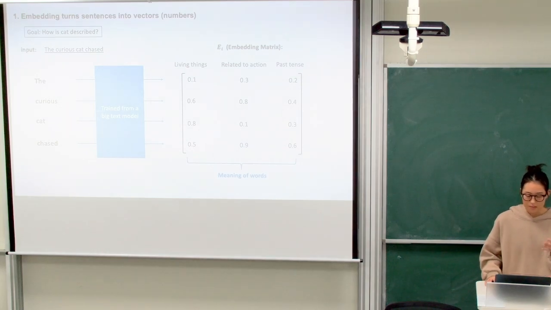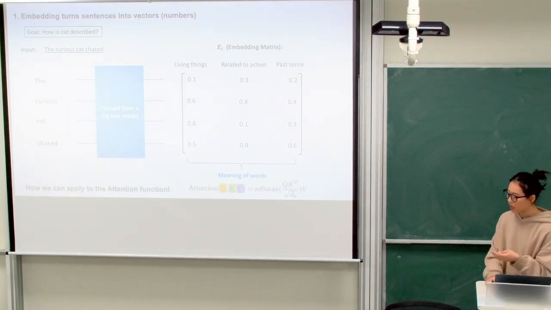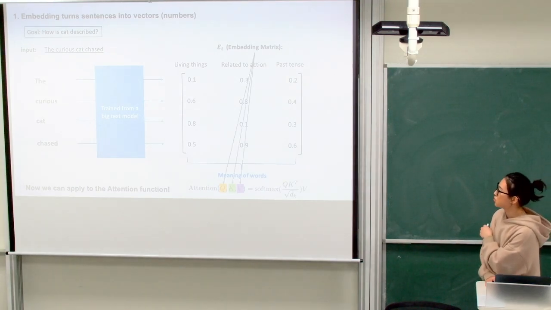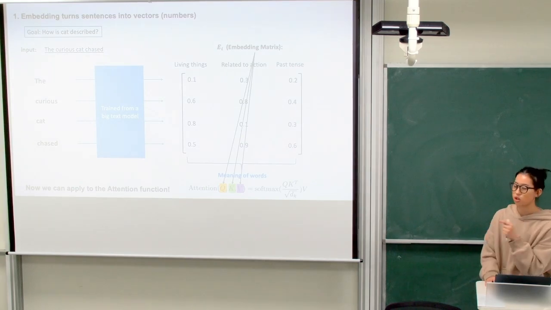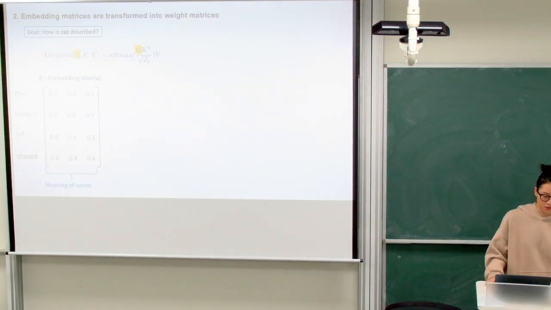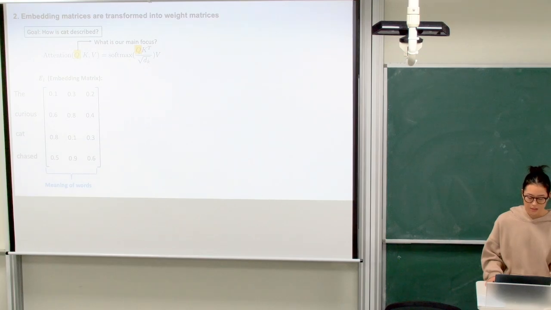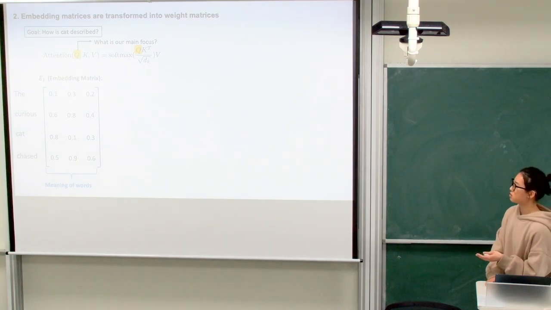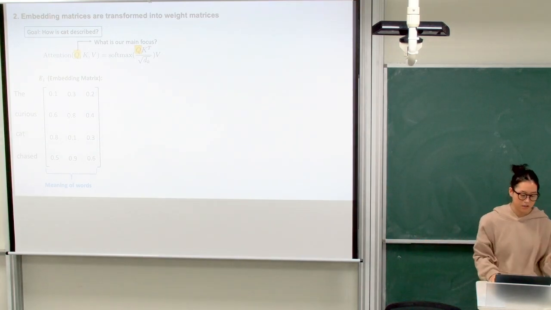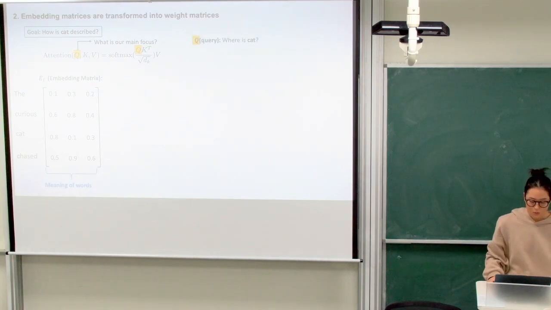So now with this embedding matrix, we can apply this attention function. But first, we need to convert this embedding matrix into these attention inputs, which are Q, K, and V. So first, let's look at what Q is. Conceptually, Q is asking what our main focus is. Again, our goal is how is cat described? And our main focus is where is cat?